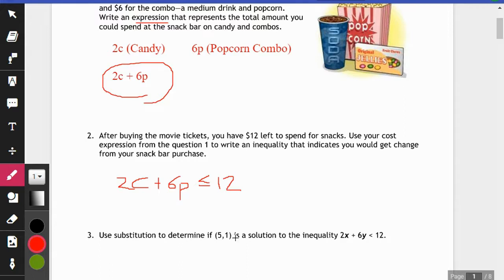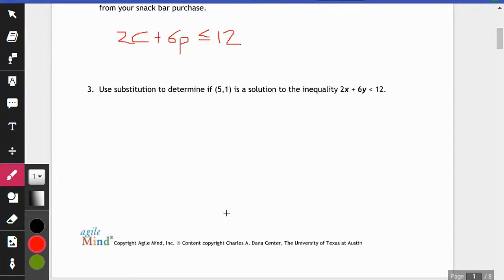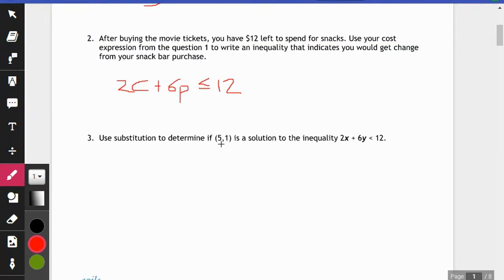Oh, they decided to do it like this. It's technically wrong. Right? Yep, that's okay. They're being sloppy, I guess. We're going to use substitution to determine if 5, 1 is a solution to this. Okay, so C has become X and P has become Y. They're still 2 different things. It's just I'm not using letters that were originally part of the problem. That's perfectly okay.